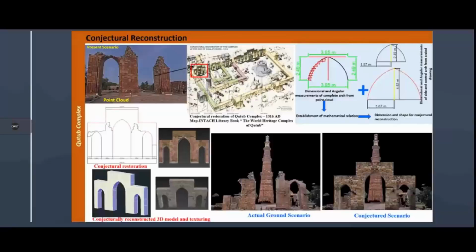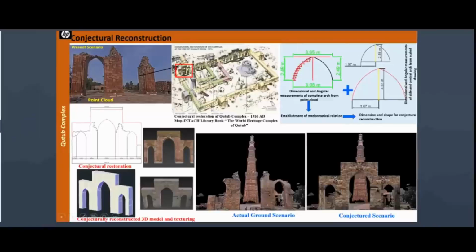What we have done is we looked into the previous literature and got a very old map of that Qutub complex area. This map has been taken from a book, the World Heritage Complex of Qutub, and this map was created in 1316. In this 1316 map, the complete arches are seen here. I have shown it with a red box. So in 1316, these arches were complete.